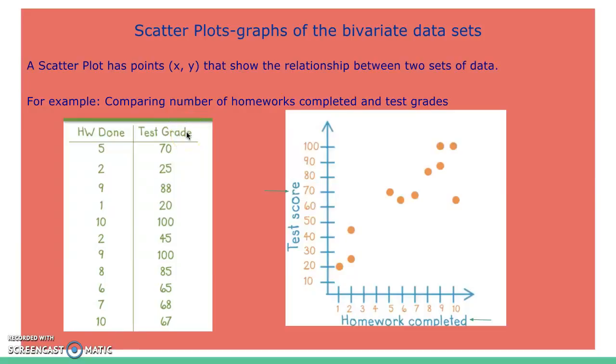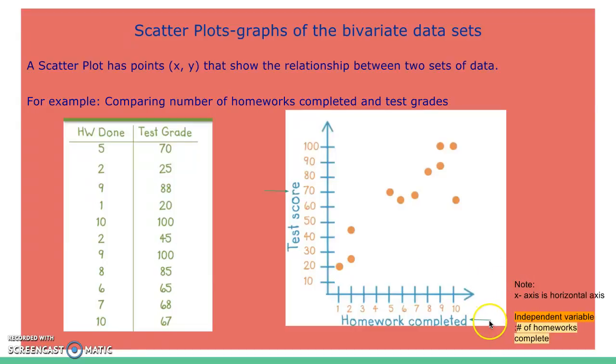We're going to take our points from our table. So if someone did 5 homeworks out of 10, they got a 70. That's shown here in the table, and then if you go over to the graph, over 5, up 70. Now, remember, when you take data, you're never going to have an exactly perfect graph. This tends to have a linear relationship. Basically, as homework completed increases, the test scores increase.